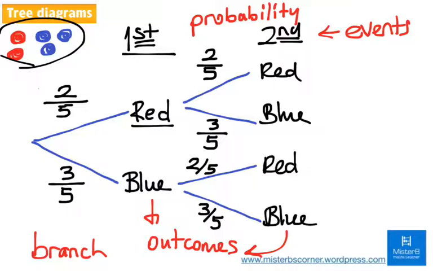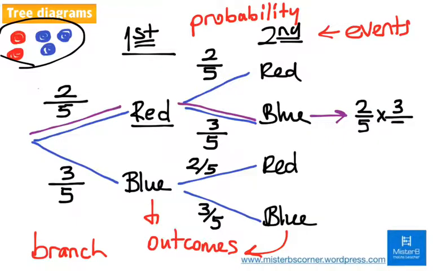So let me follow this. It's going to be red, and then it's going to be blue. So I'm going to end up from here. Now this means I'm going to multiply these two probabilities. It's going to be 2/5 multiplied by 3/5. So I'm going to get 2 times 3, 6.